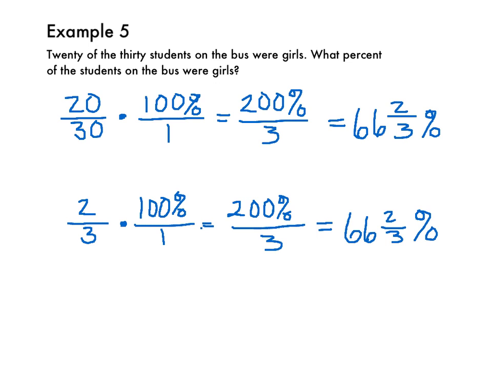In the first equation, we can cancel to simplify the multiplication. So 30 divided by 10 is 3. 100 divided by 10 is 10. Now we multiply. 20 times 10 is 200. 3 times 1 is 3. We simplify the division problem, 200% divided by 3, and our answer is 66 2/3%. In the second equation, we simply reduced the fraction to 2/3 before beginning the equation. Our answer is 66 2/3%. We find that 66 2/3% of the students on the bus were girls.